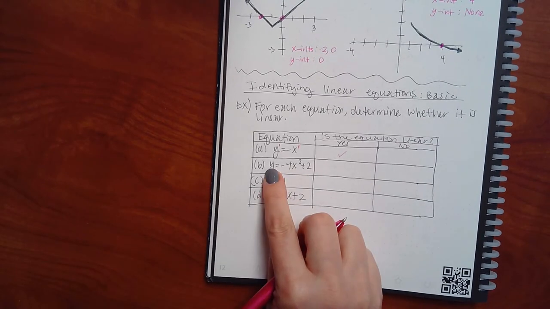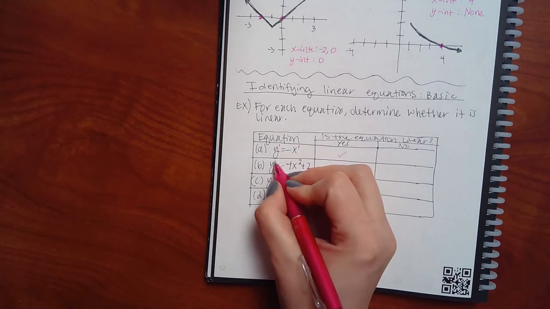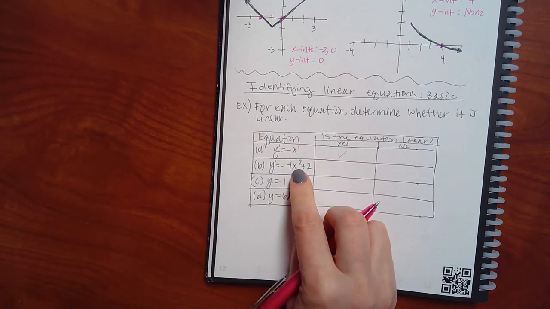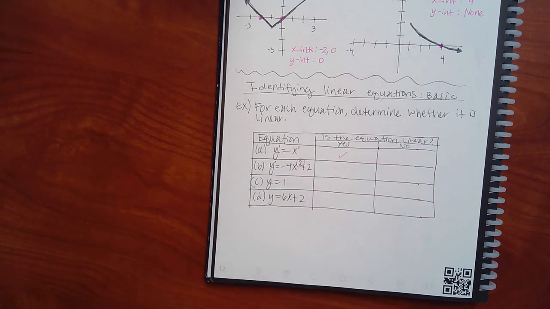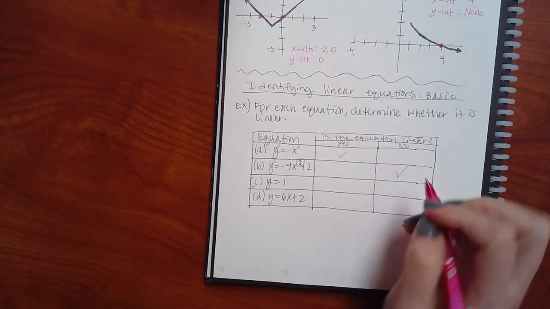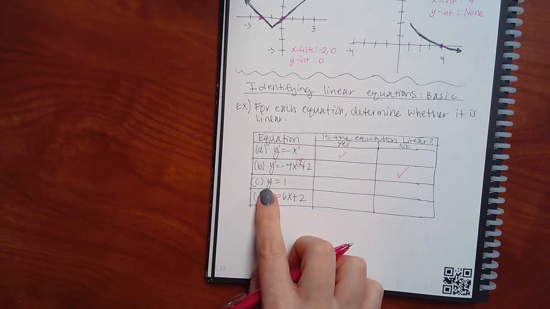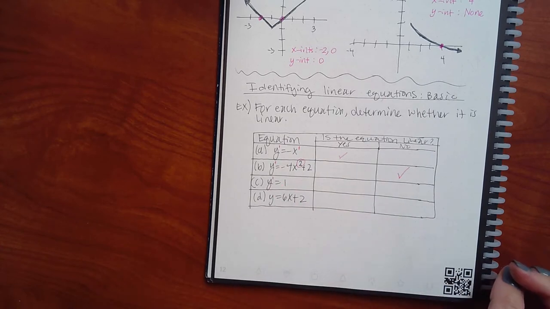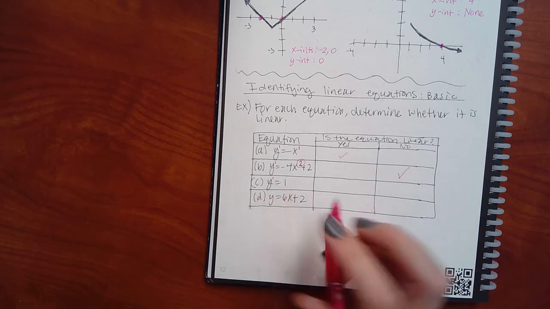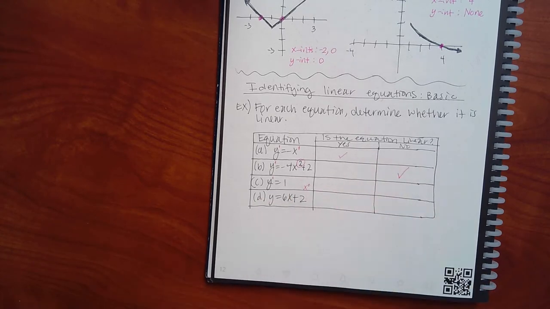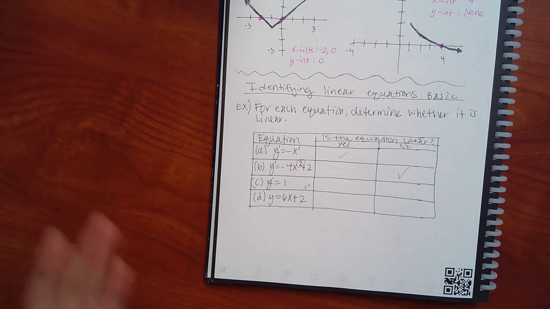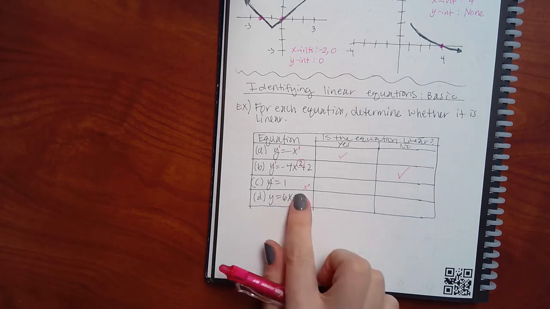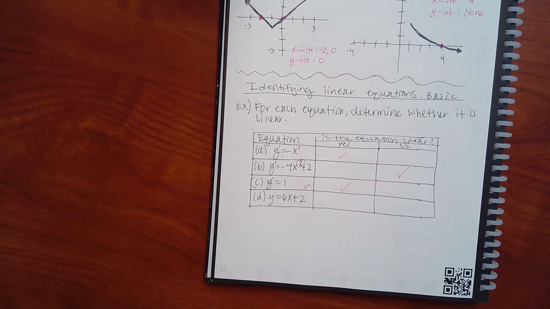Here, what is the exponent for y? 1. What is the exponent for x? 2. So is this one linear? No. Because of the 2. Here, what is the exponent of y? 1. What is the exponent of x? 0, right? Because there's no x's showing. So the power of x is x to the 0 because there's no x's. But remember, we said it could be 1 or 0. So this one is still considered linear.